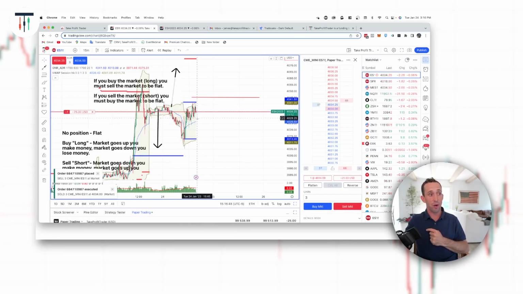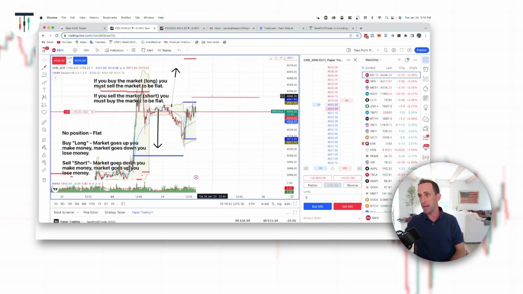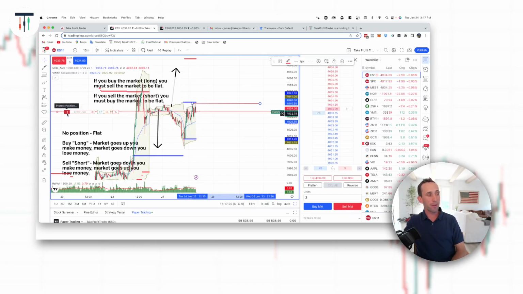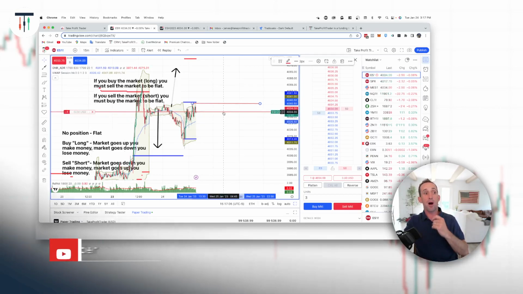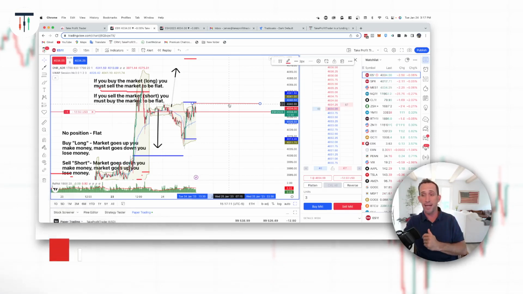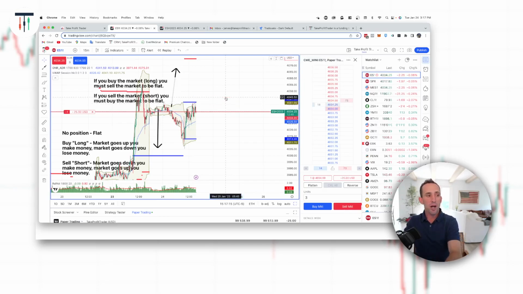Now I need the market to go down to make money, and I need the market to go up to lose money. Okay? So if it goes down now, I want the market to go down because I'm short. My position is one contract short. That means that I'm expecting the market to go down. And if it goes down, I make money. And now if it goes up and I have to buy that contract back at a higher price, I've lost money. Okay? So now I think you're starting to get the hang of the plus and the minus system.